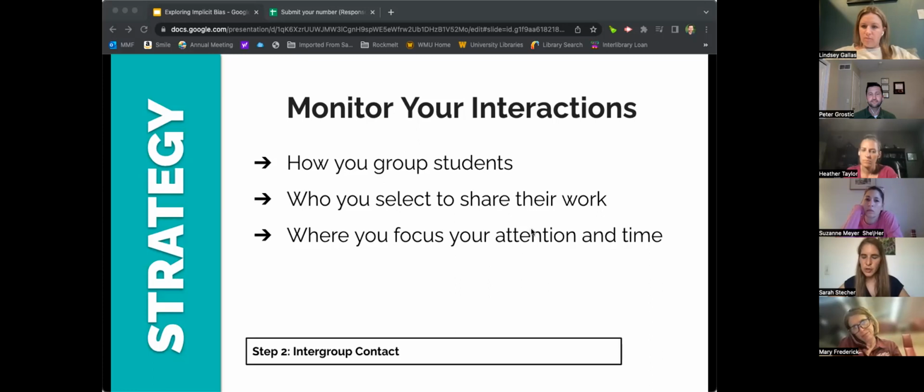And now we'll head into that second part, which is these actions that you can take. Once you've made what is implicit, explicit, one of the things that we can focus on is our intergroup contacts. And we've talked about that in terms of our personal and professional lives, in terms of who we're spending time with. We talked about that in the 10 most trusted activity. And that can also apply to our interactions with our students. So how we group our students, who we're selecting to come to the front of the room, and where we're focusing our attention and time. So all things that we can track with a monitoring sheet or just by looking at a recording of our own teaching. And then Pete will give us a few more strategies.